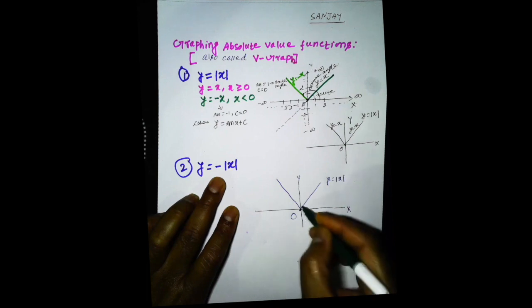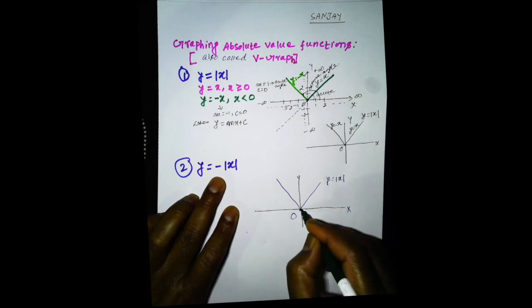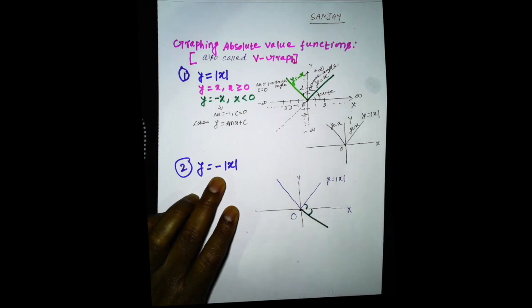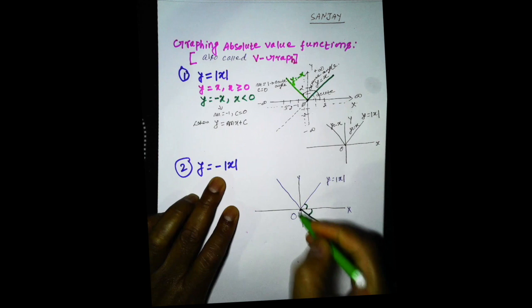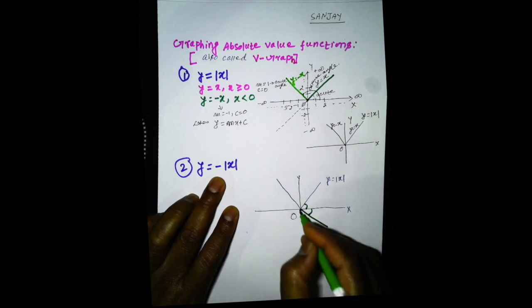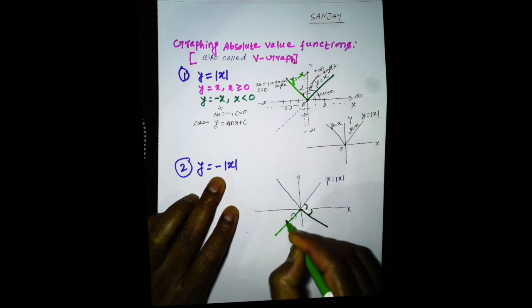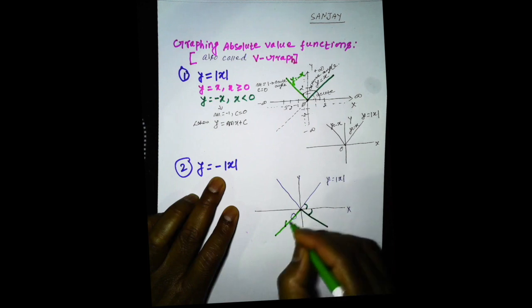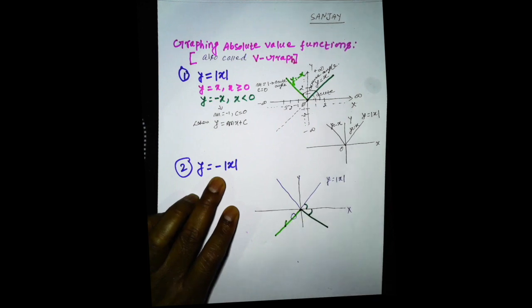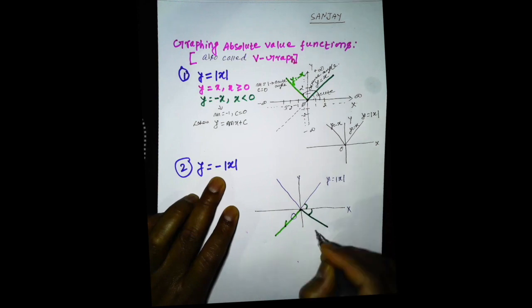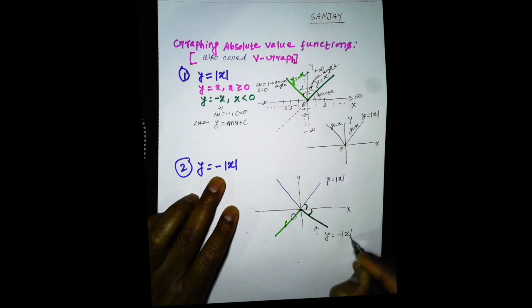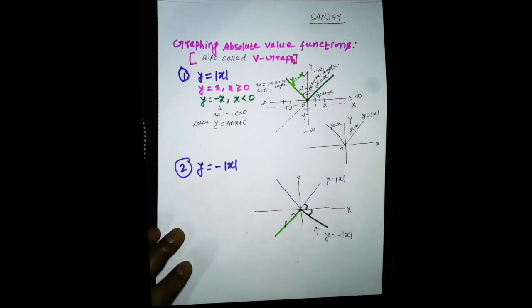So the reflection of this line about the x-axis is this way with the equal angle, and the reflection of this line about the x-axis is this way. So in this case, you can see to the down, this is the graph of y equals to minus absolute value of x. Now, what if we talk about the range and domain?